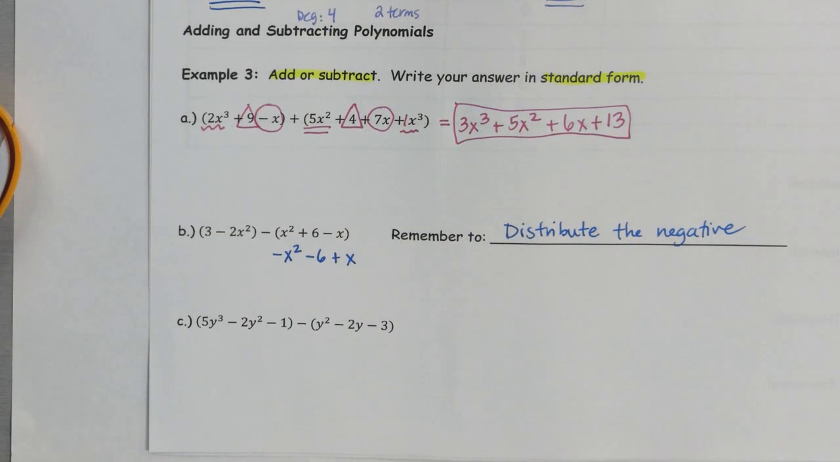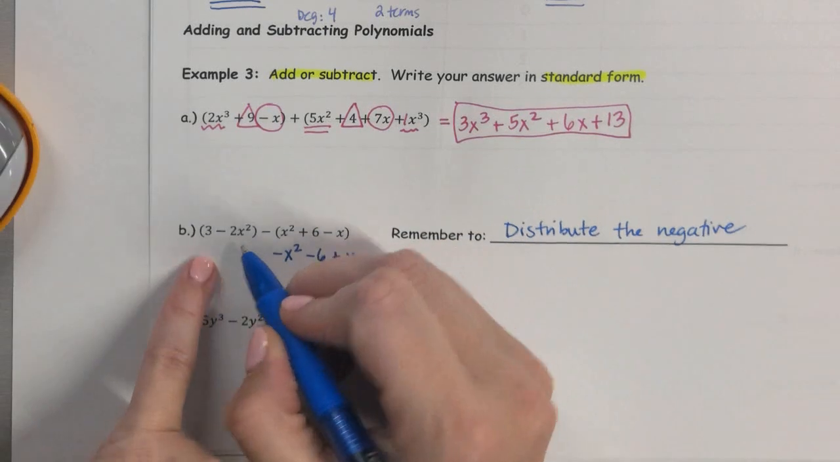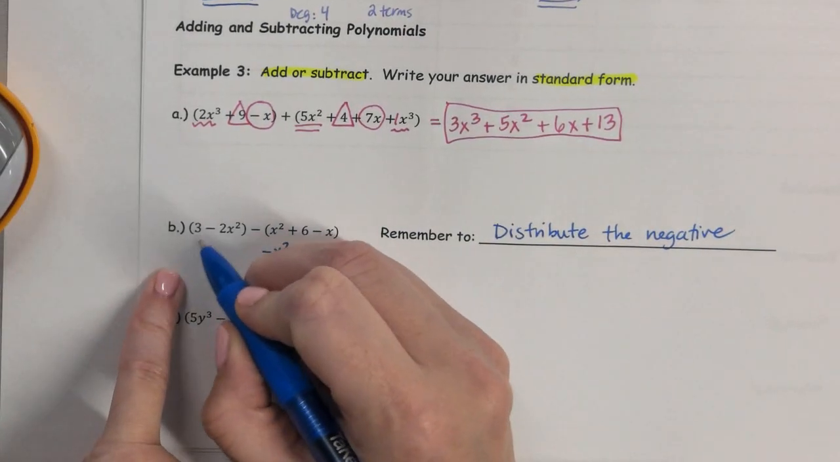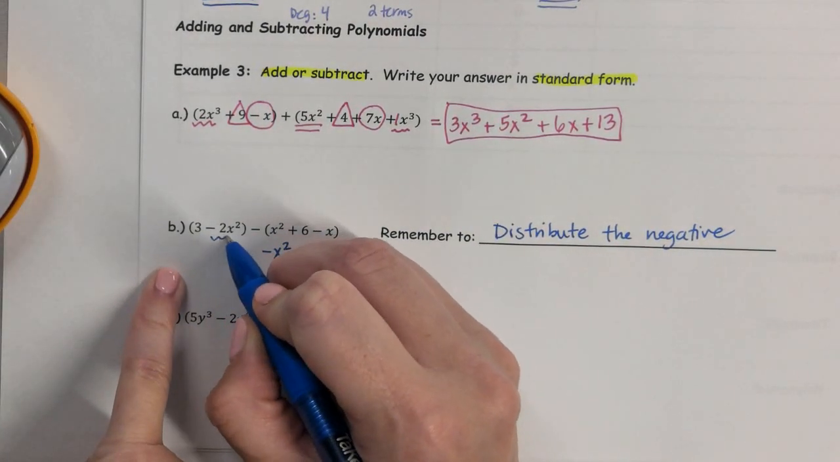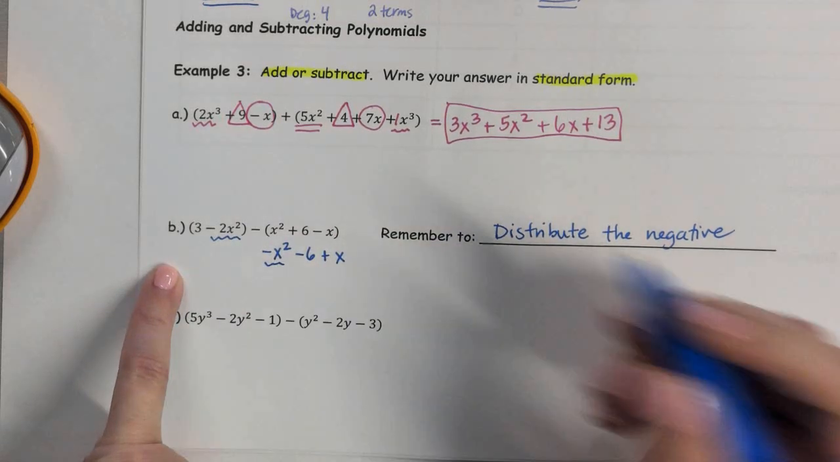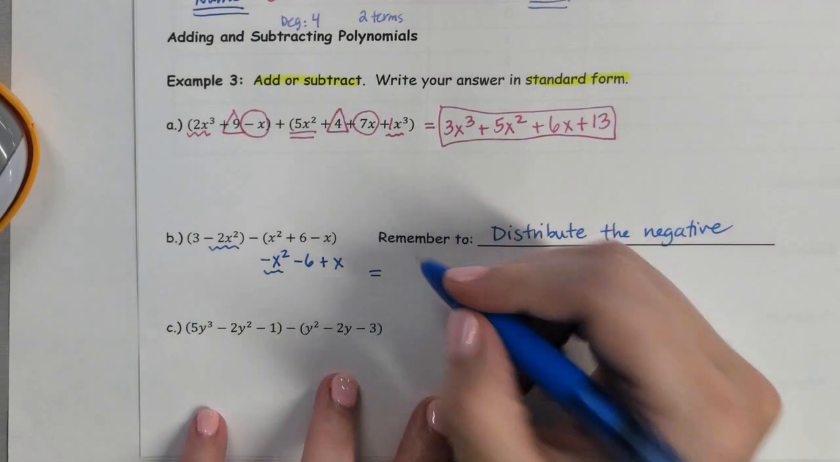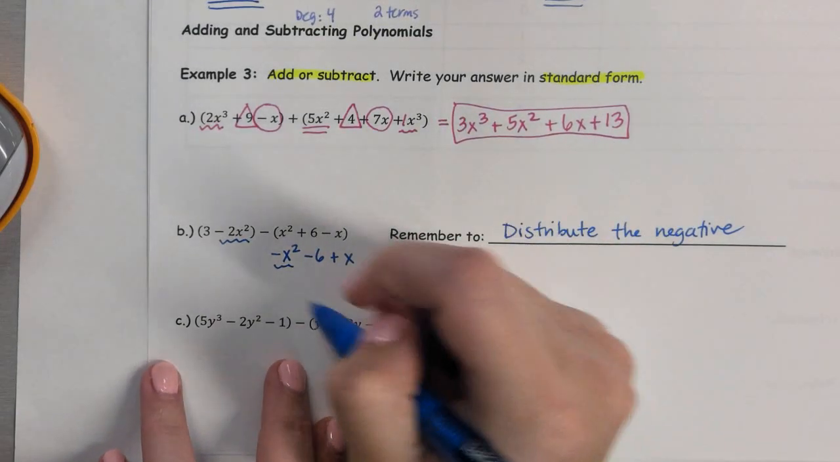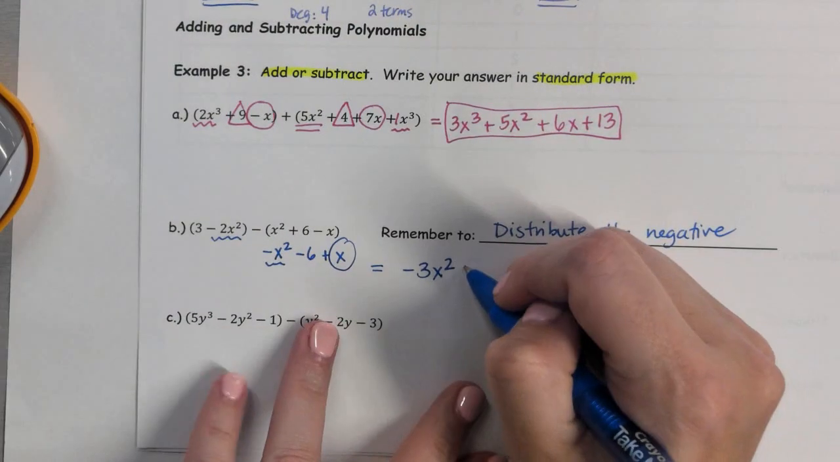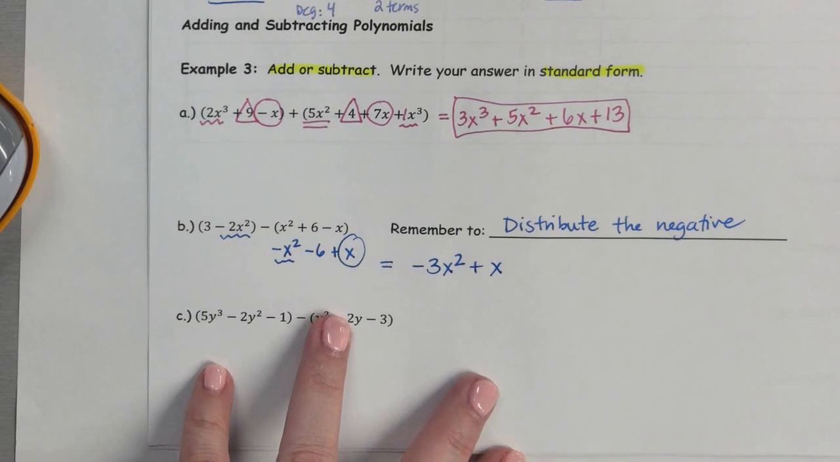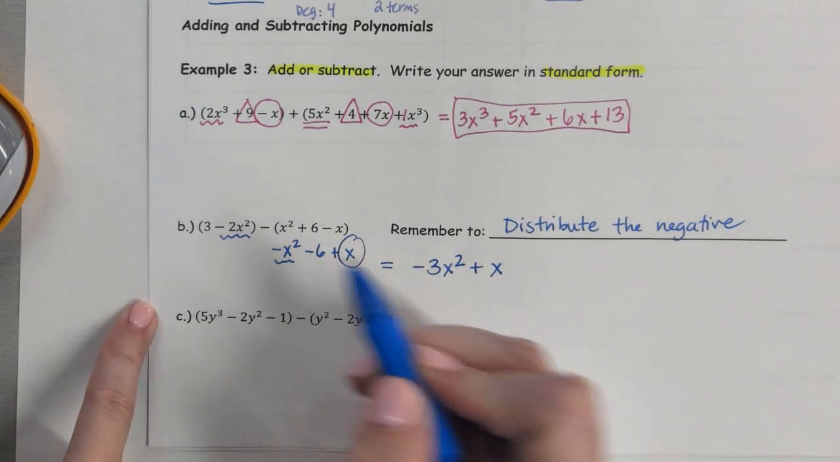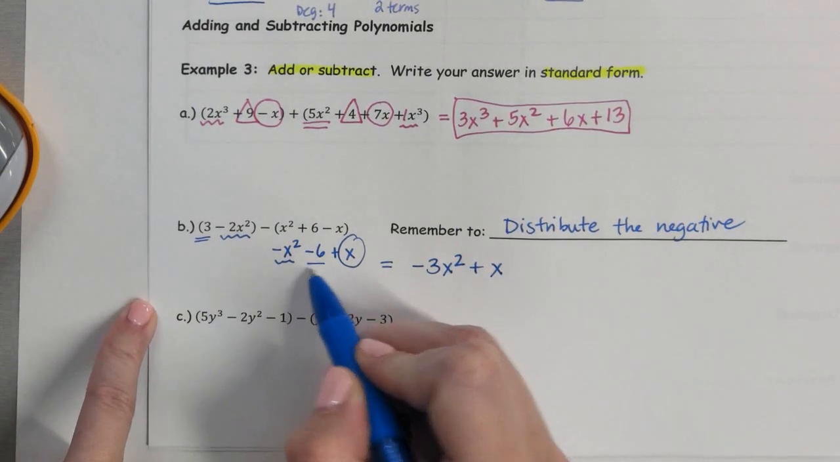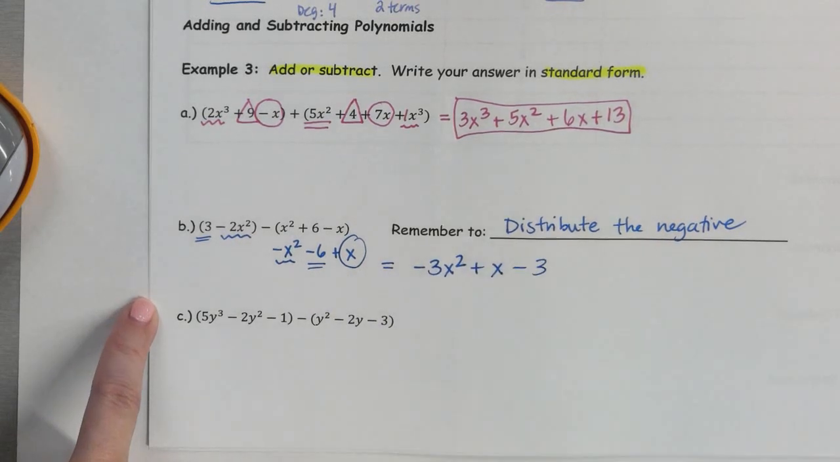Again, when I do this, I look for the highest exponent first. If it's not the first one, I just skip over that. So you should have negative 3x squared, and then you only have this one x here, so plus x, and then you have 3 minus 6, which is negative 3.